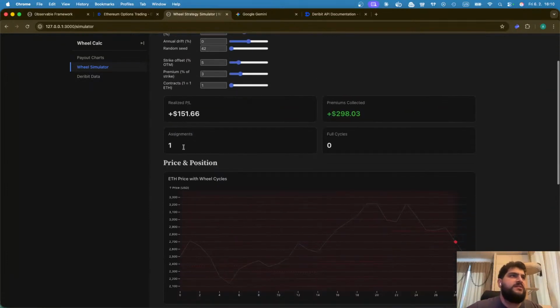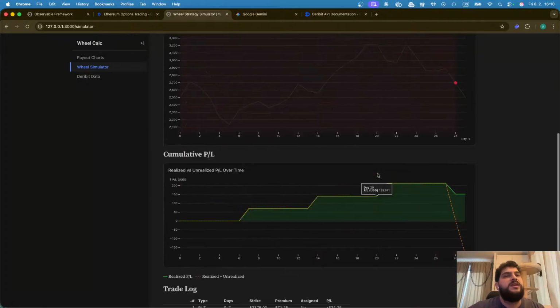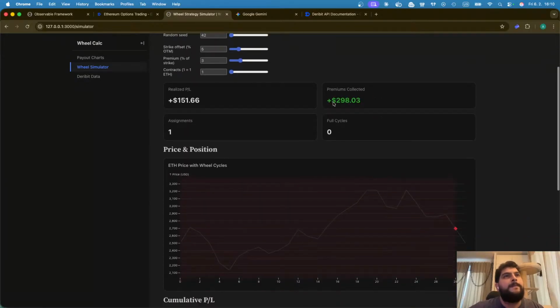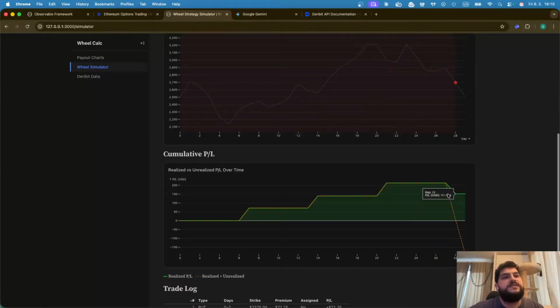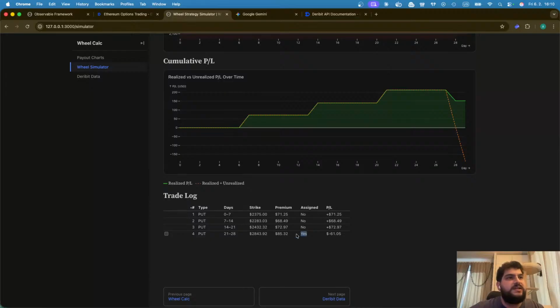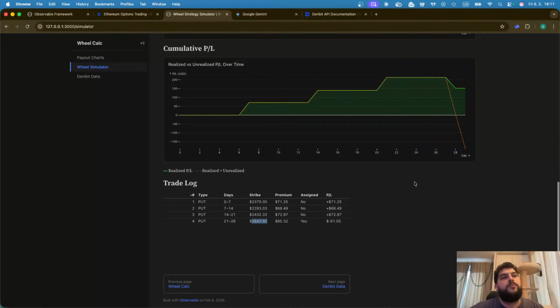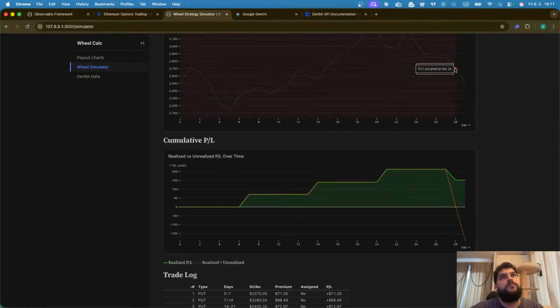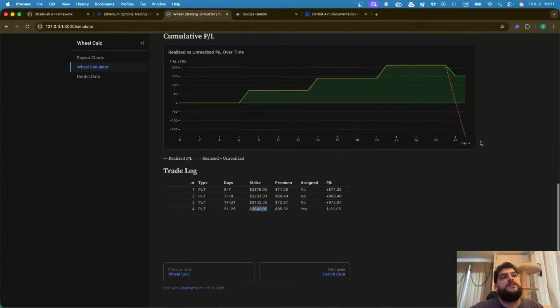Why PNL is 151, I don't understand. Premiums collected, yeah, so we collected 300 in premiums, and then we were assigned here, so basically we purchased the Ethereum at this price, and it went down. And I don't see the price.